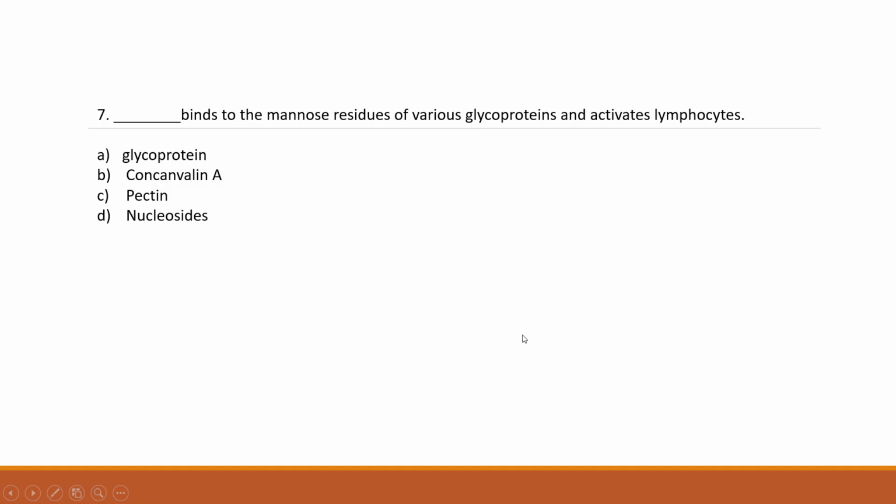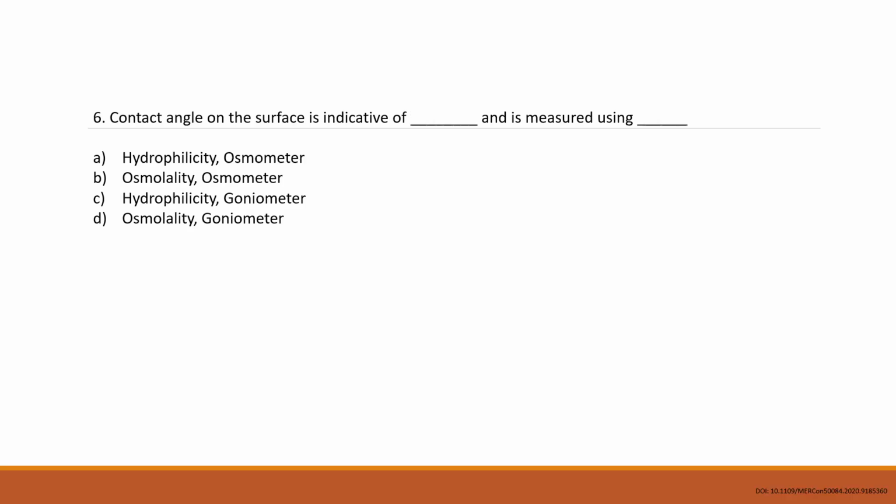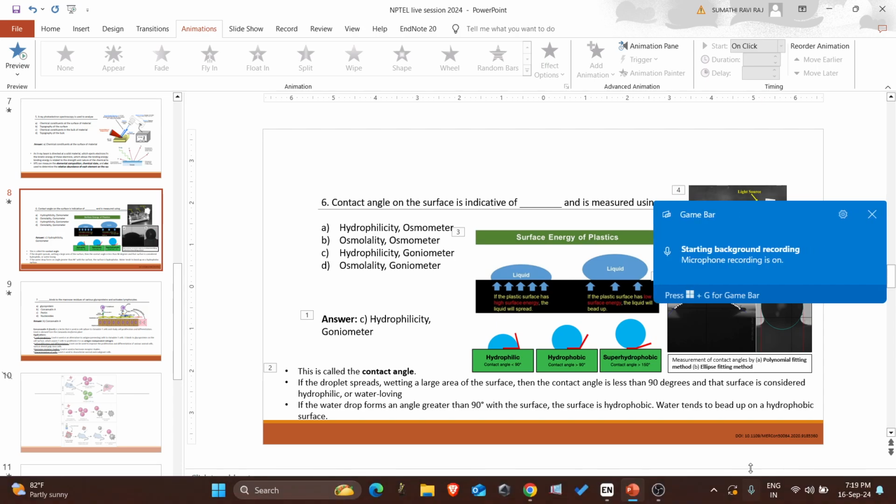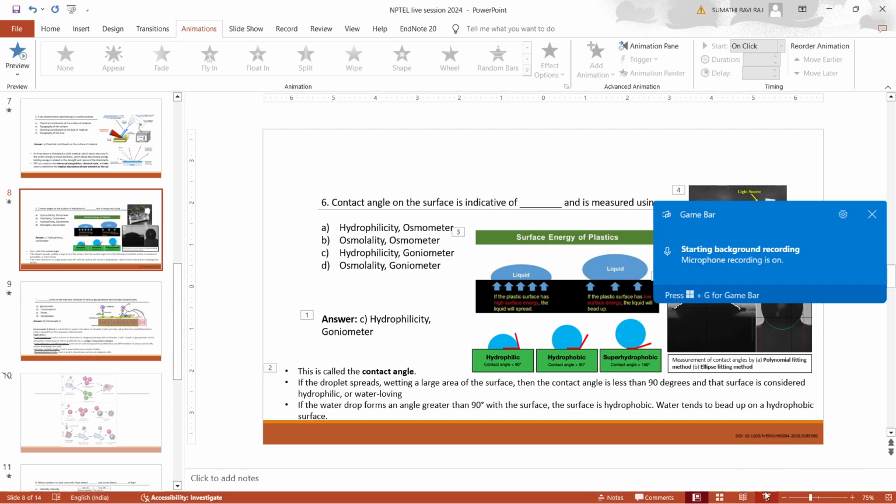Anyways, the question is, dash binds to the mannose residues of various glycoproteins and activates lymphocytes. A. Glycoprotein. B. Concanavalin A. C. Pectin. And D. Nucleosides. So, what is the answer for this? Come on, tell me. The answer had been already revealed. You can tell the answer. Anyone?